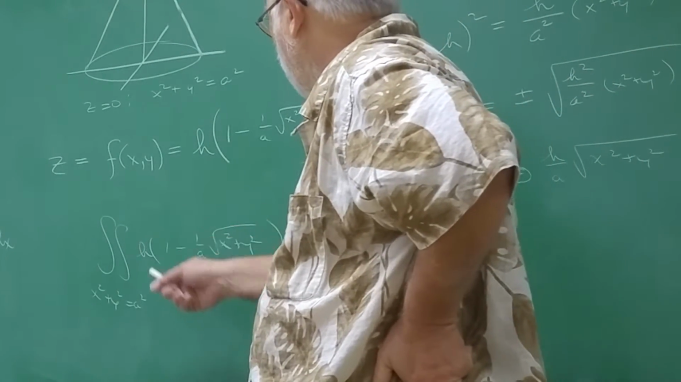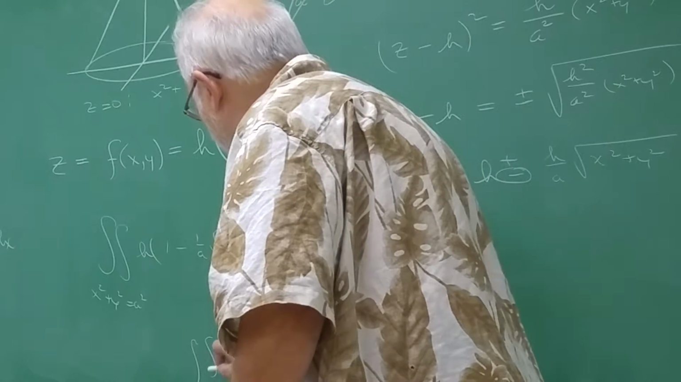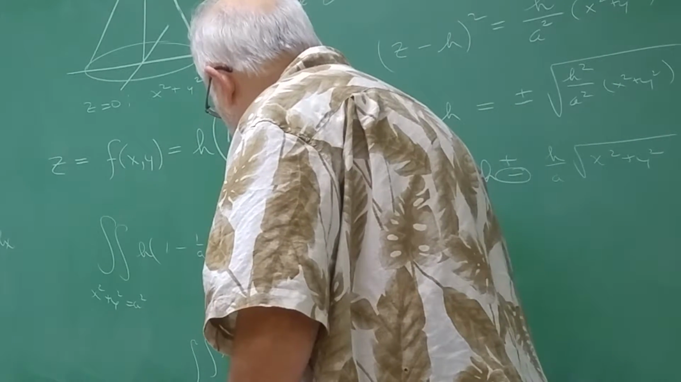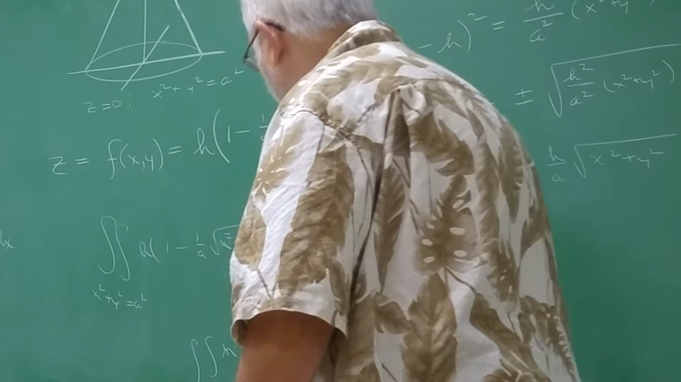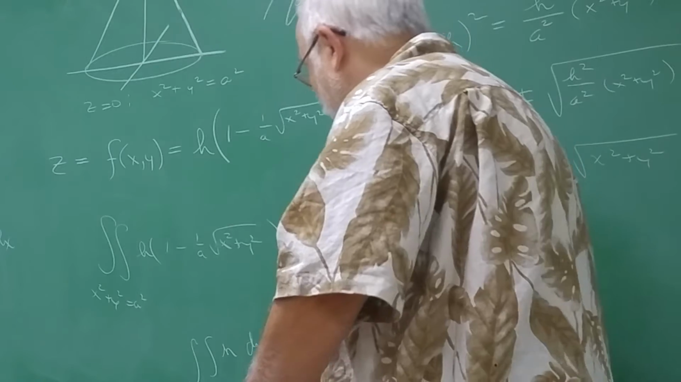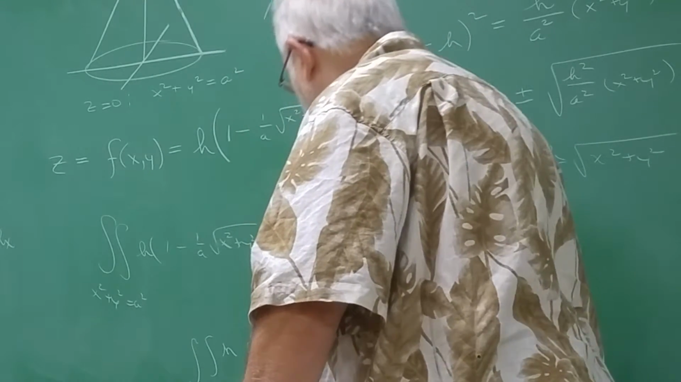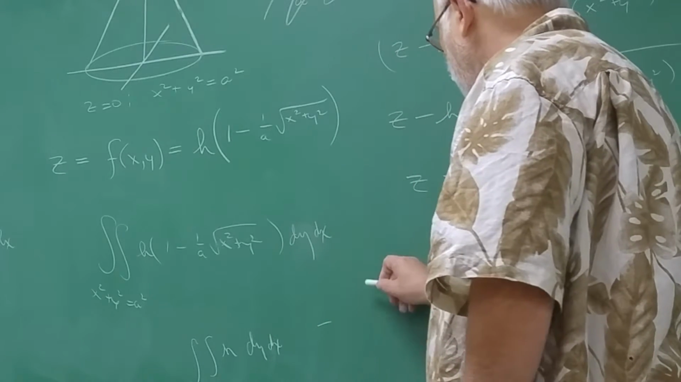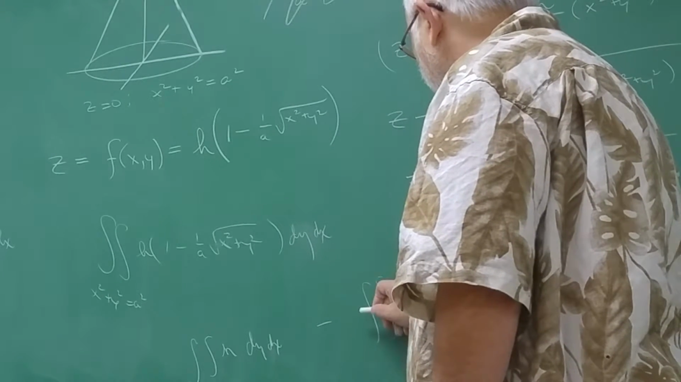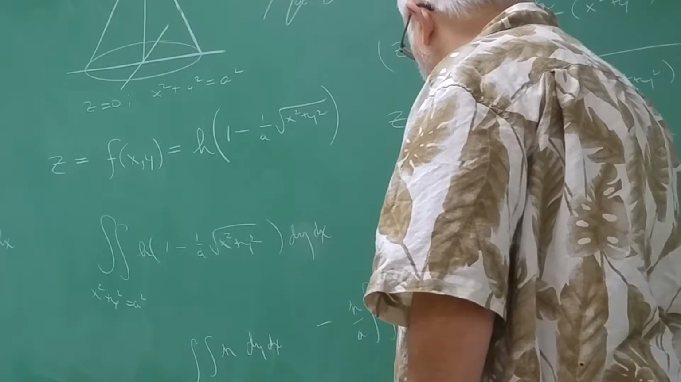So this part, no problem. I would separate this into a double integral of h dy dx. And oh, that's my cylinder right there, right? So this is going to come out pi a squared h. And then minus this other part. And again, I'm asking, what technique of integration would I use here?